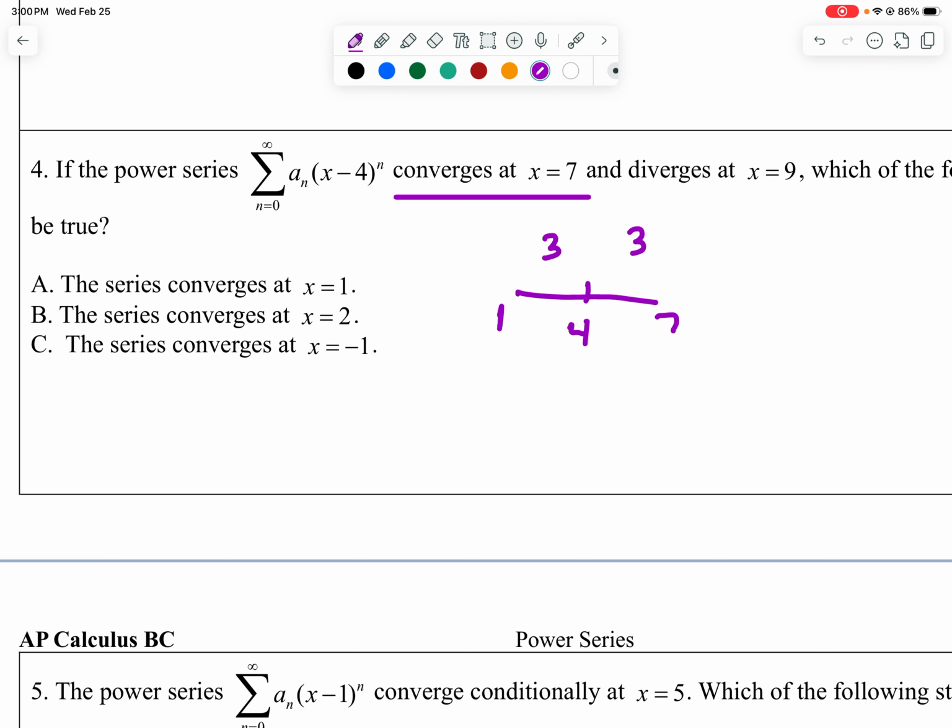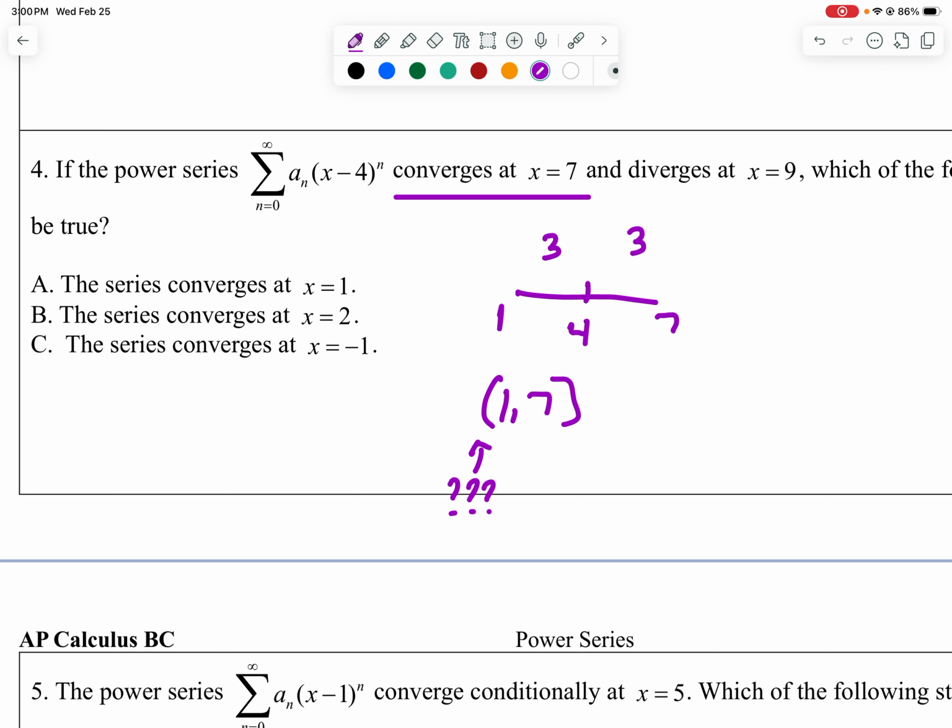Now remember that we technically need to check for endpoints, but I can't really do that for 1 because I don't know what a sub n is. So I don't know if 1 is convergent or divergent. We just know that, hey, anything between 1 and 7, including 7, works. This, questionable. Now that's because we assumed that 7 was an endpoint.